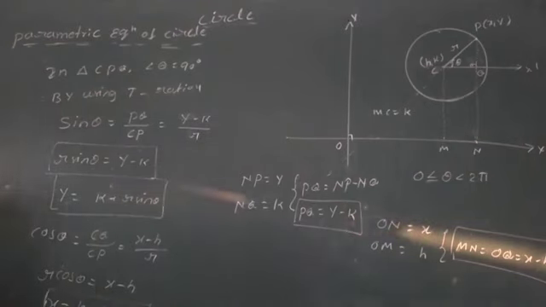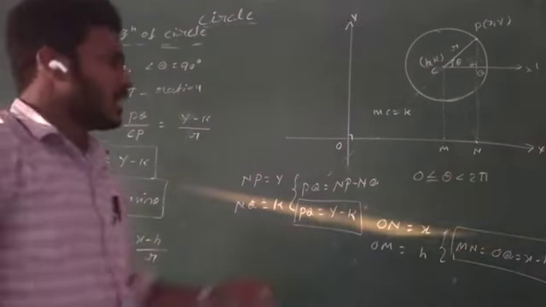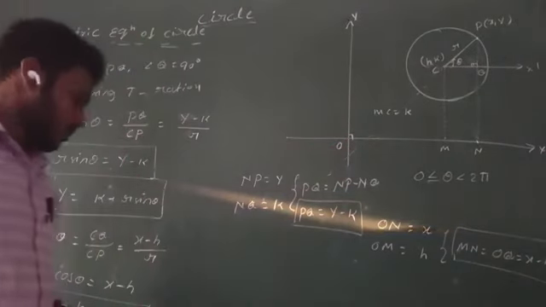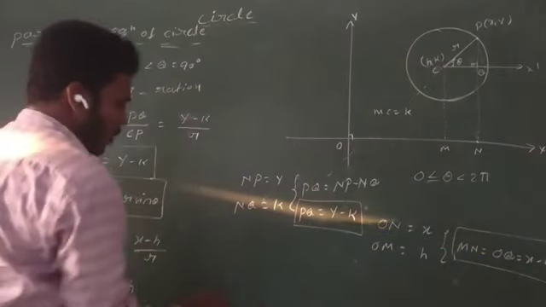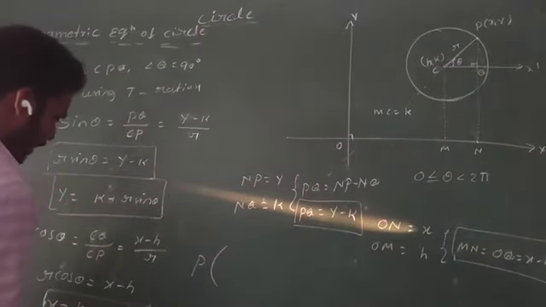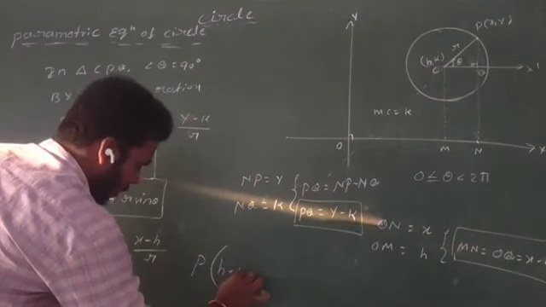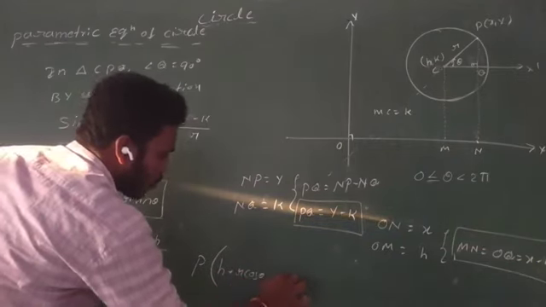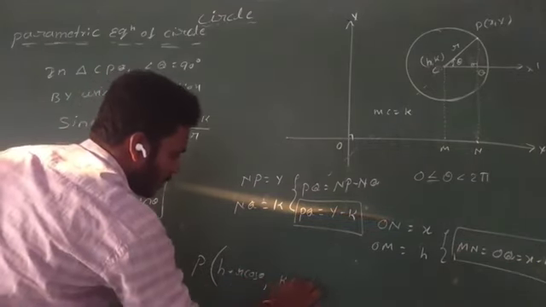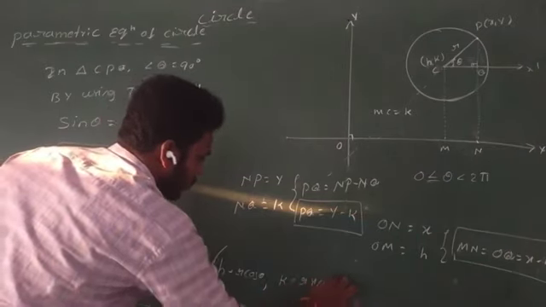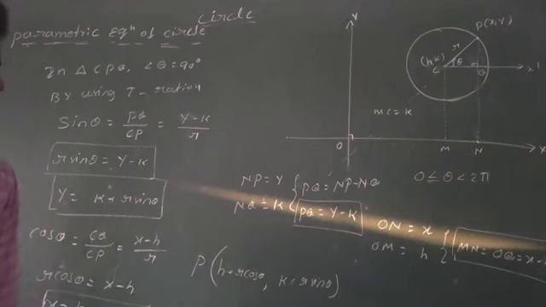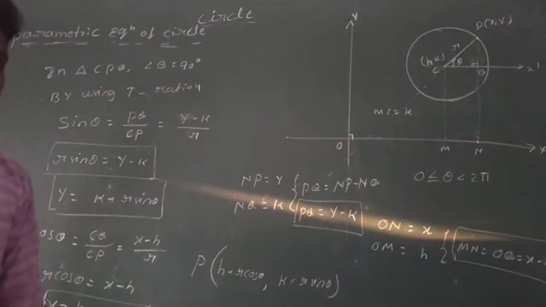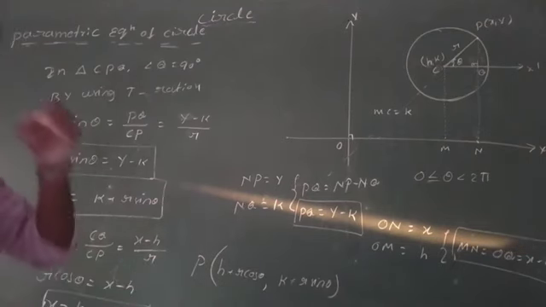So this is the parametric form using the coordinate axes with origin O. The point P is x equals h plus r cos theta, y equals k plus r sin theta. So by replacing with trigonometric ratios, the point on the circle is h plus r cos theta comma k plus r sin theta. This is the parametric form of the point.